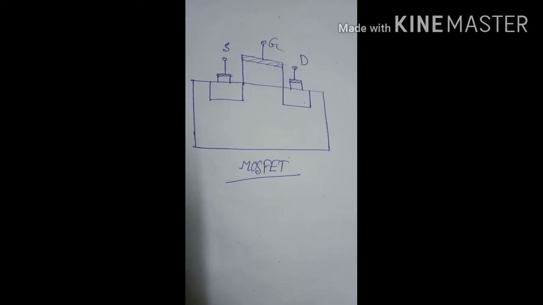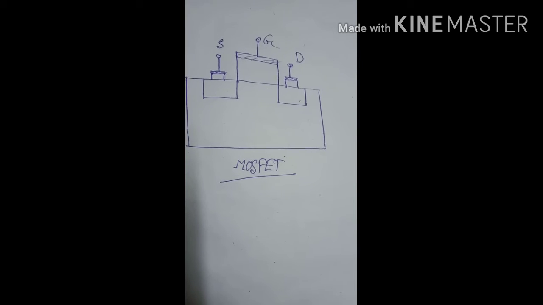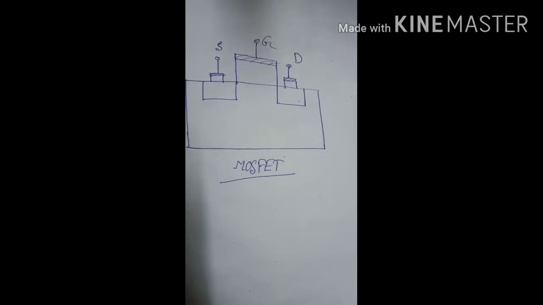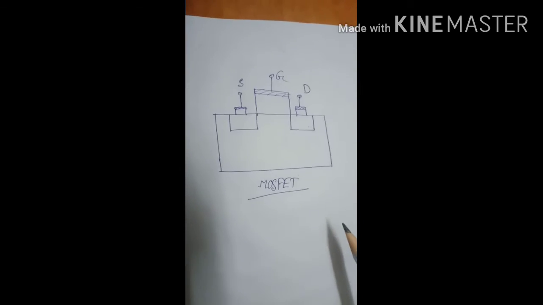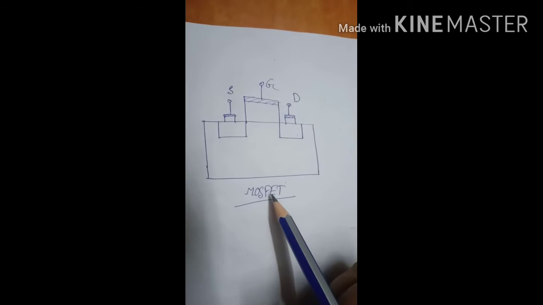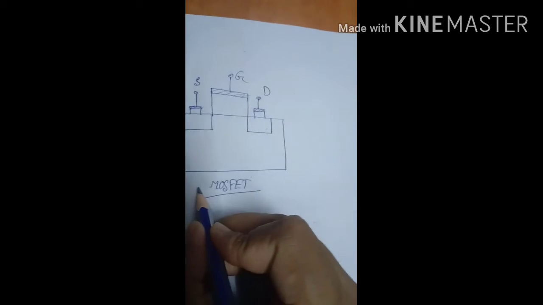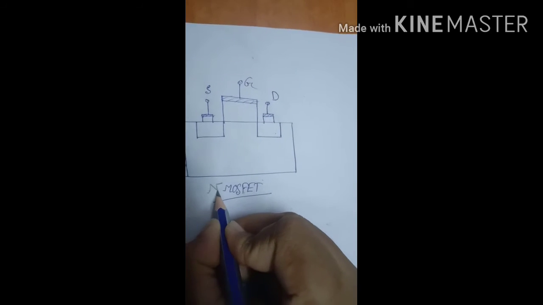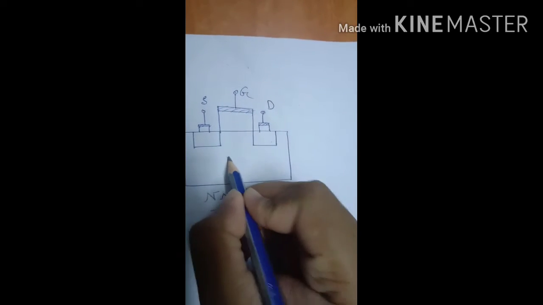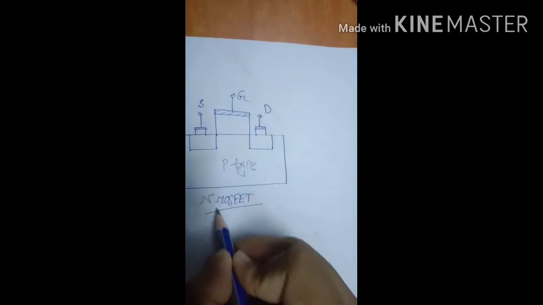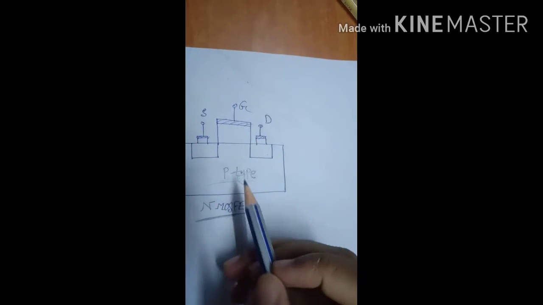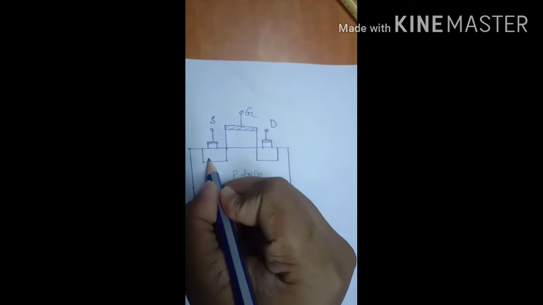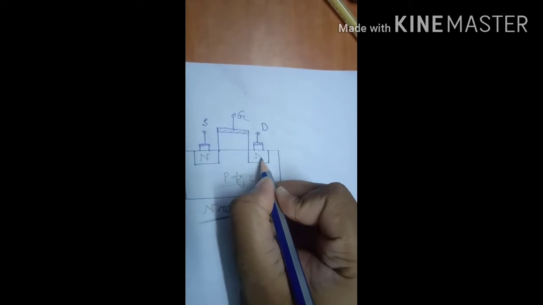From MOSFET, we know that MOSFET consists of 4 terminals: gate terminal, source terminal, drain terminal and substrate. Here you can see that this is a MOSFET. In case of NMOS, N-type MOSFET, substrate will be P-type substrate. Always remember that. In case of NMOS, substrate will be P-type, and in case of PMOS, substrate will be N-type. And S and D terminals are heavily doped.